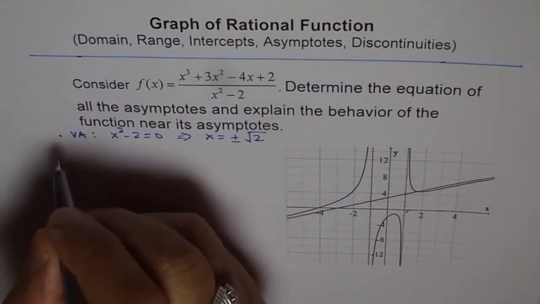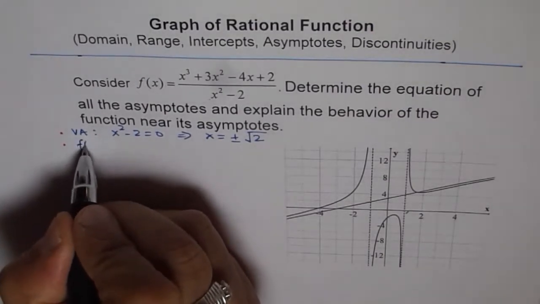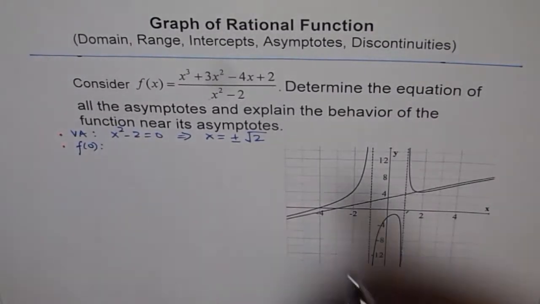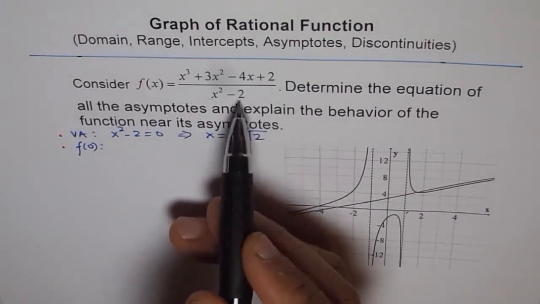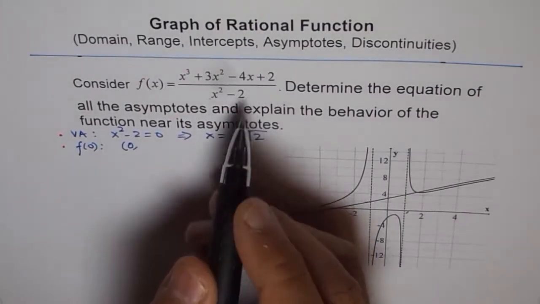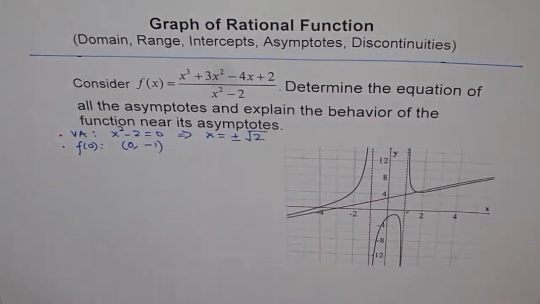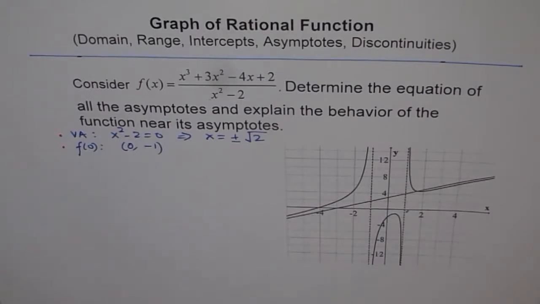Now the second part is to find the x and y intercepts, right? That's easy. Find f of 0. f of 0 will give you the y-intercept. If you plug in 0 here, you get 2 over minus 2, and that clearly gives you an answer of minus 1. The y-intercept is at x equals 0 and the y value is minus 1. So you see this minus 1 is your y-intercept, okay? That's what we get here, right? So you get the y-intercept.